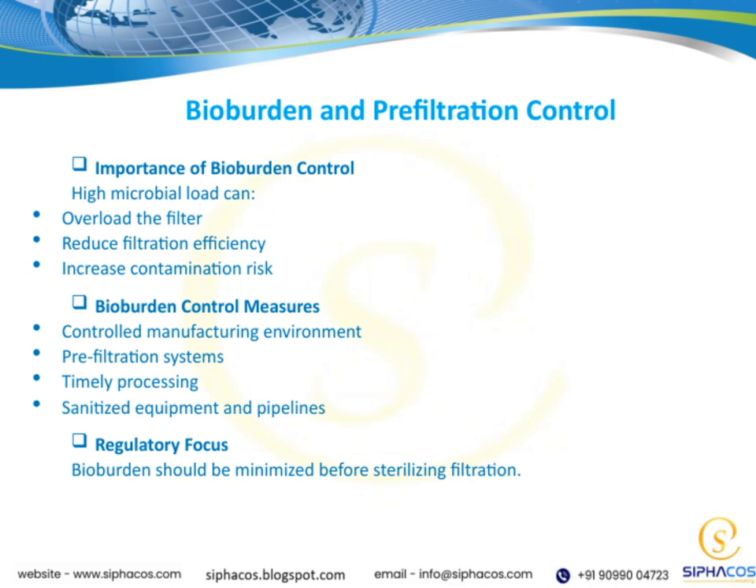Creating a controlled manufacturing environment is key. Using prefiltration systems helps to catch contaminants early. It's also crucial to process materials in a timely manner to prevent microbial growth, and ensuring that all equipment and pipelines are properly sanitized helps maintain a clean process overall.